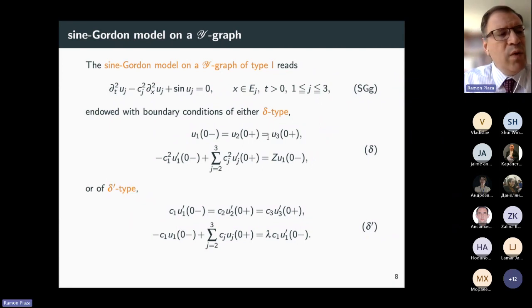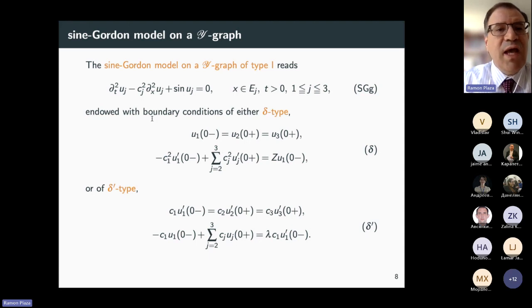So in our study, we consider boundary conditions either of delta type, which are specified here. As you can see, you have continuity of the phase. u1, u2, and u3 are the same at the vertex, so the limits at the vertex are the same. And then you have this condition for the derivatives. So minus c1 squared u1 prime at the vertex plus the other two derivatives weighted by c squared should be proportional to the value of u1.